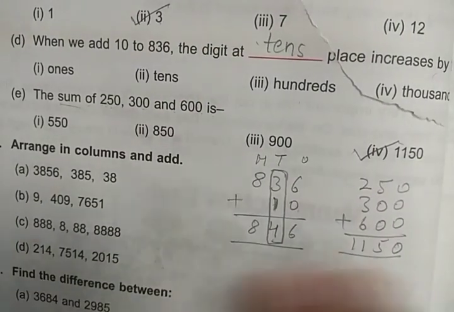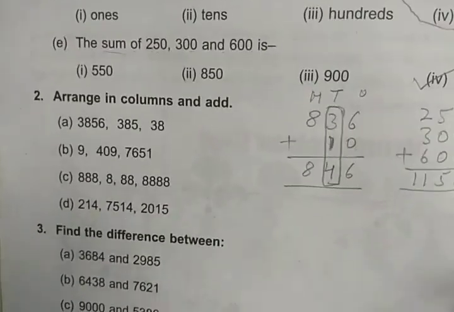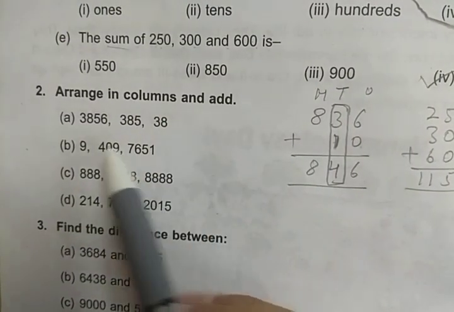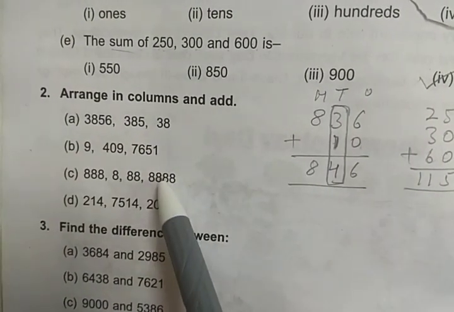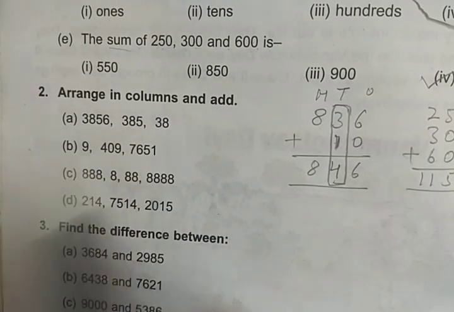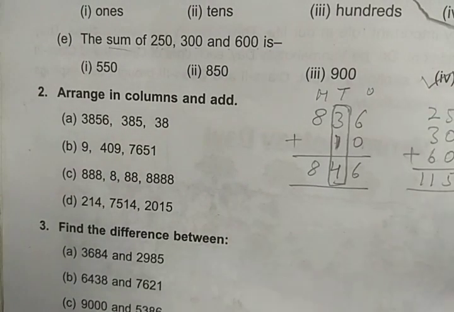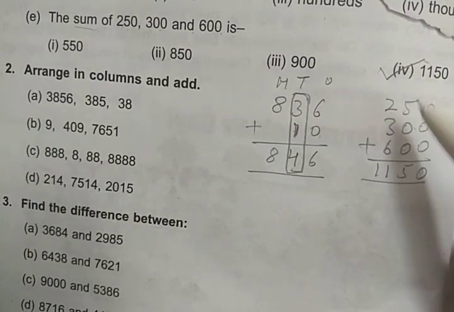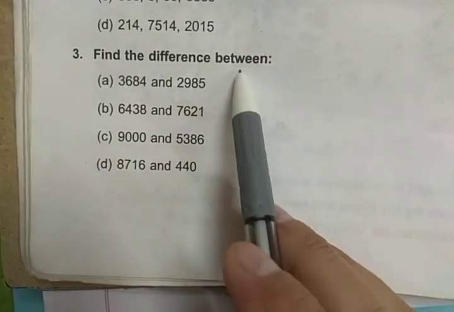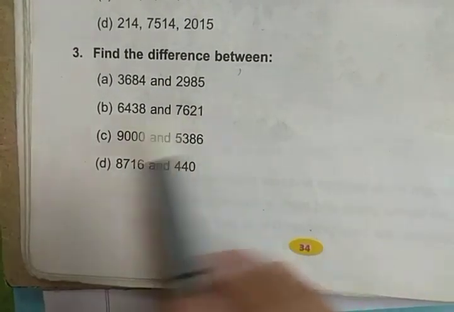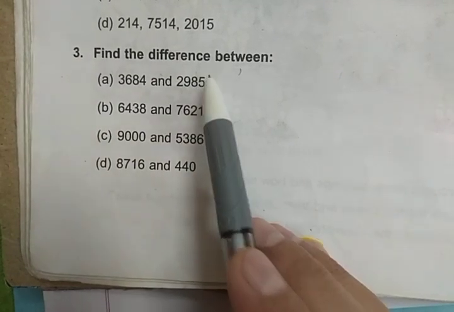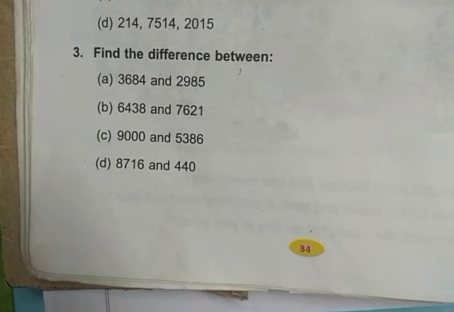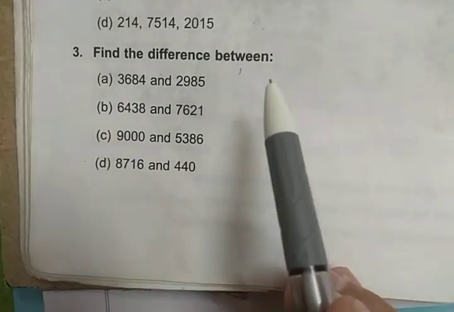So these are the MCQs, and the next question is: arrange them in columns and add. Now here you have to arrange them in columns. We have already done this in worksheets. Arrange in columns like this: ones come under ones, tens under tens, and then add them, and then find the difference. You have to find the difference, minus karna hai. But here what you have to keep in mind is, first of all, check which number is greater, and that number will come on the top.